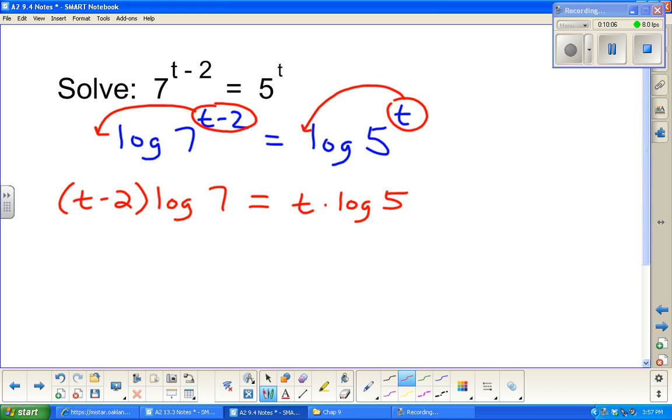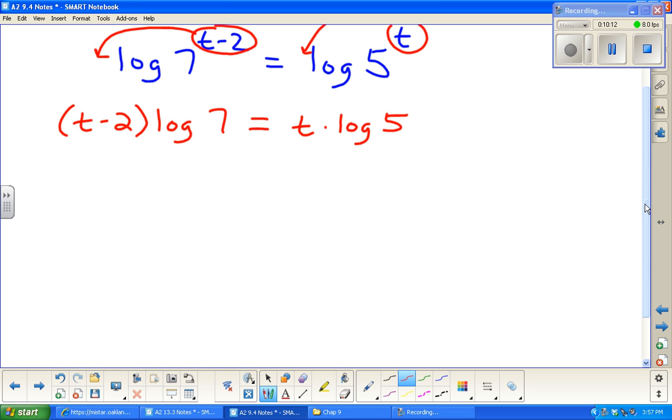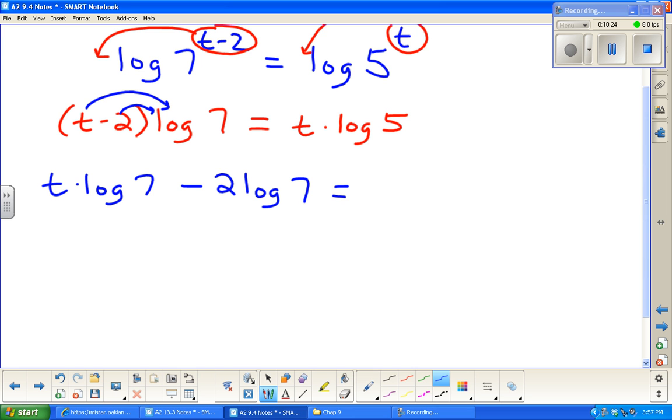What I'm going to do next is distribute out the left side here. Since it's t minus 2 times something, I'm going to distribute a t to both of those. T times the log of 7 minus 2 times the log of 7. And on the right side, it's still just t times the log of 5. Okay, and this one's getting a little bit messy.